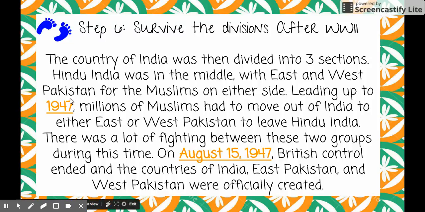Leading up to 1947, millions of Muslims had to move out of India to either East or West Pakistan to leave Hindu India behind. There was a lot of fighting between these two groups during this time, but on August 15th, 1947, British control officially ended and the countries of India, East Pakistan, and West Pakistan were officially created. So already it's sounding like there's a lot of fighting, a lot of extra war going on because one of the British leaders decided to split everybody up.